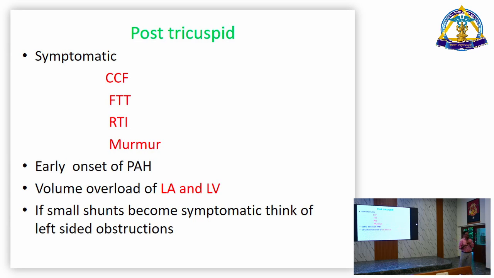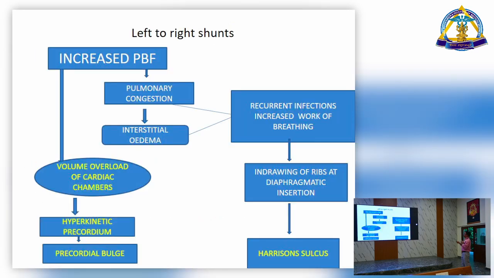Dilated left atrium, and the left ventricle is getting enlarged. These are the effects of increased pulmonary blood flow. It produces pulmonary congestion, interstitial edema, recurrent infections, and chest growing because there is pulmonary edema. Your alveoli are not expanding, so you put in extra muscle effort. The patient will have an increased work of breathing.